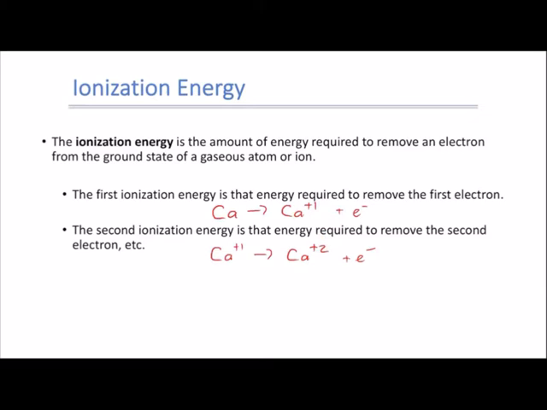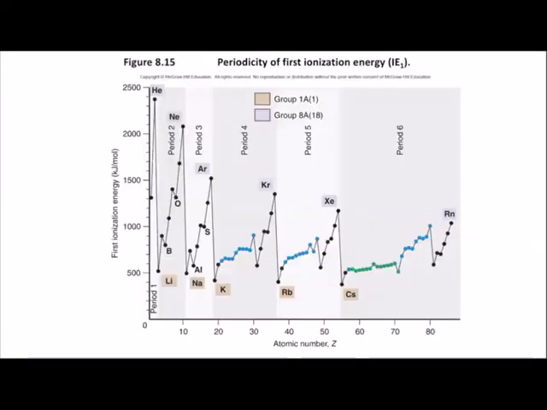And we can keep going on our ionization energies. I can have a third ionization energy, fourth, fifth, sixth, as many electrons as the atom has. It has ionization energies associated with that. And we can see a trend with this first ionization energy. With the first ionization energy, that's removing that first electron.